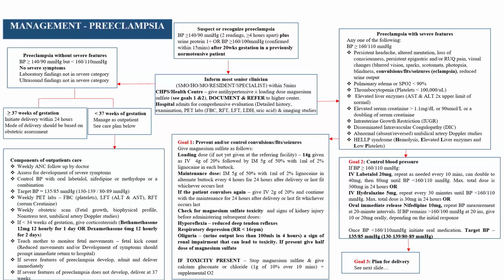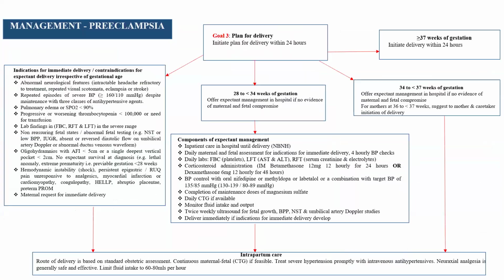Once the BP is well controlled and is out of the severe range, you continue with your other oral BP medications while you're hitting the targets of 135 over 85 millimeters of mercury, and anywhere between 130 to 139 systolic, or 80 to 89 millimeters of mercury diastolic is preferable. So that's the second goal. The third goal is to plan for delivery, which is in the next slide.